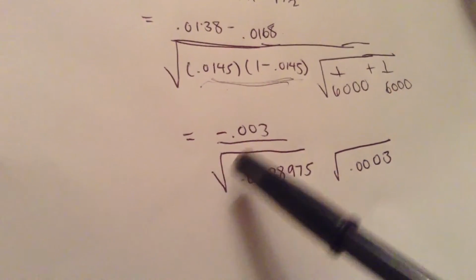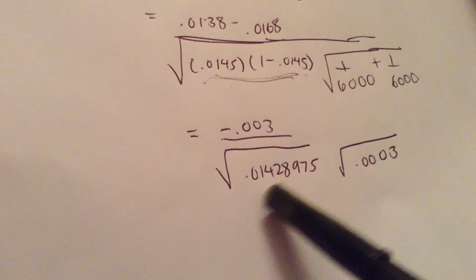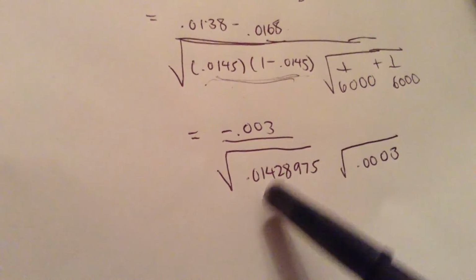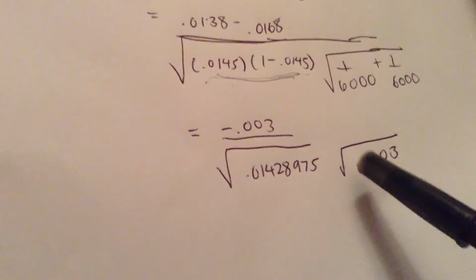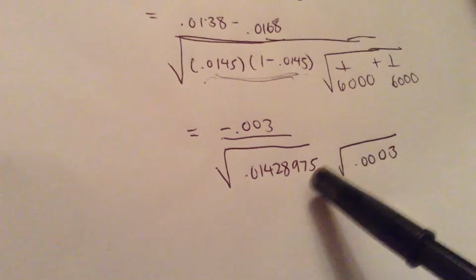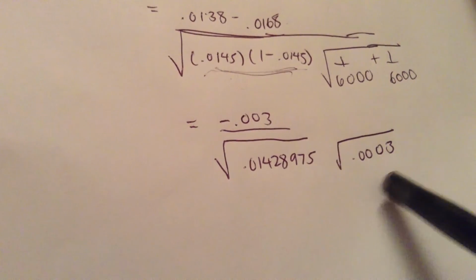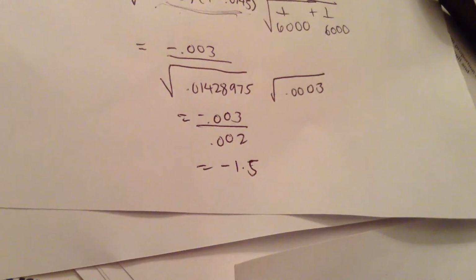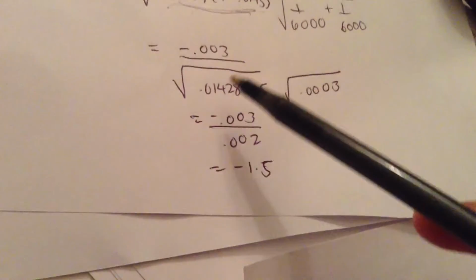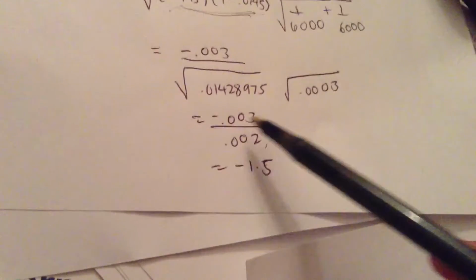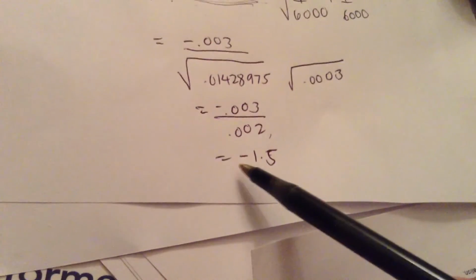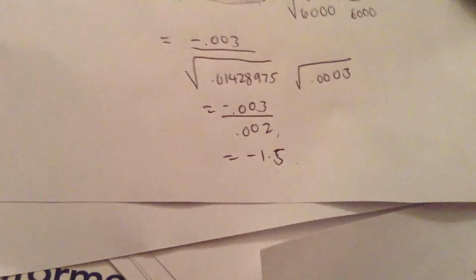So now I'm going to plug these two into the calculator. I initially plug this one in, and then multiply it times the square root of 0.0003. I multiplied these two, which got me 0.002. Then I divided this, and it gave me negative 1.5. So now we have to get the p-value for that, which is asked for right here.